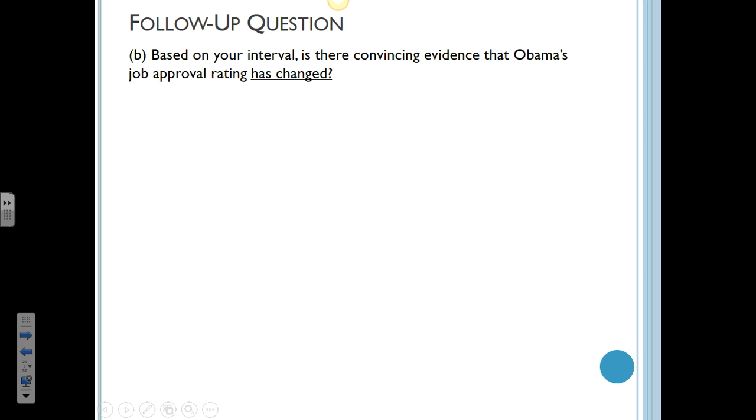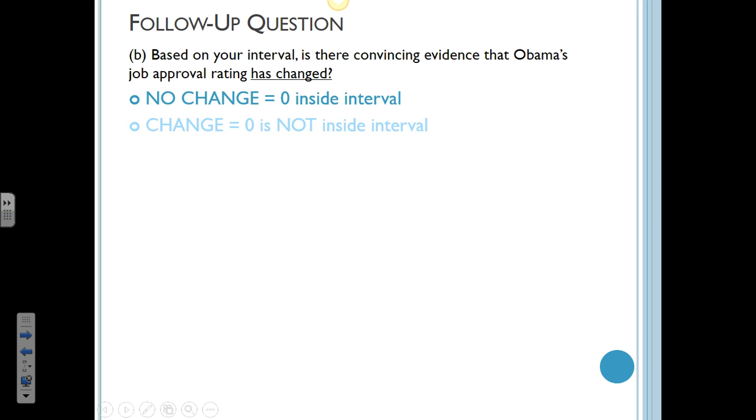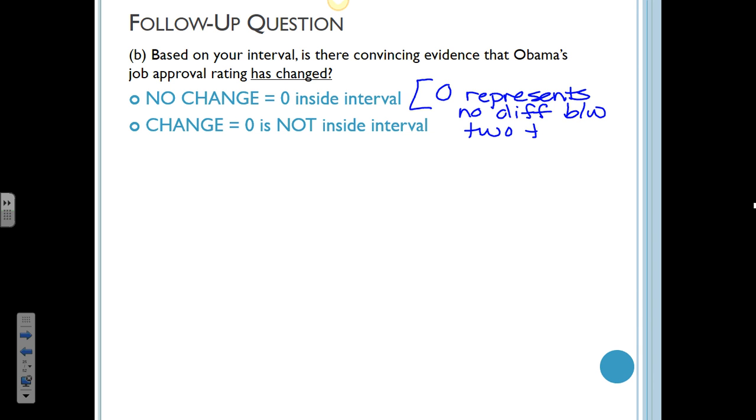So I have a question. Does that mean that the job approval rating has changed if 0 is inside the interval? No, because there's evidence it hasn't changed, right? Okay. So I want you to write this down. There is no change if 0 is inside the interval. That's because 0 represents no difference between two things.